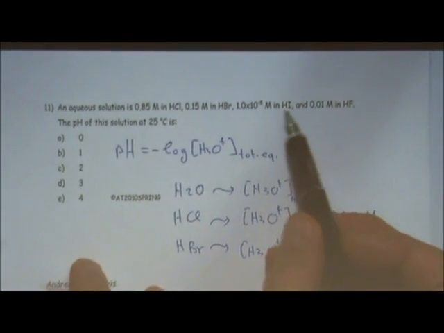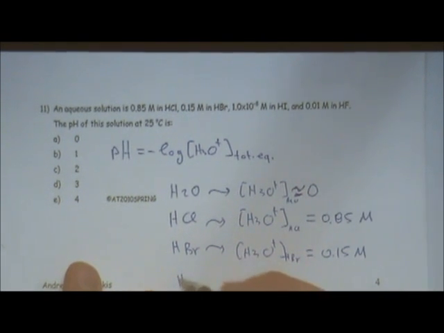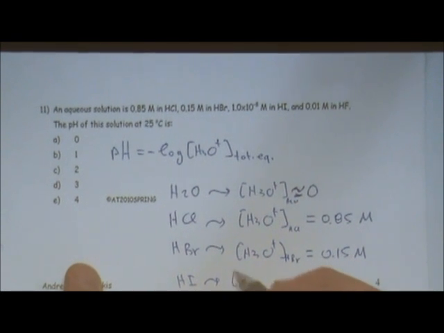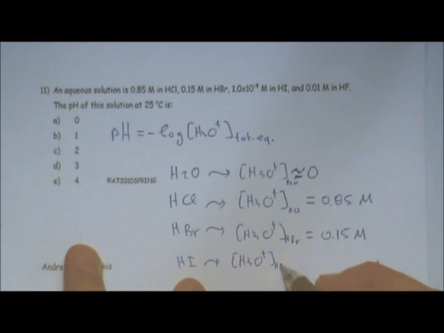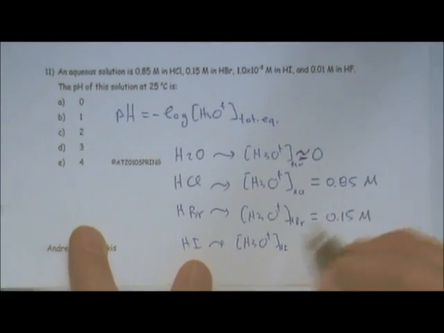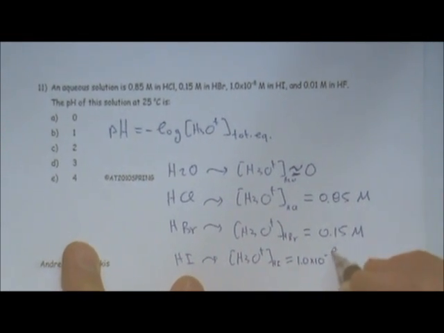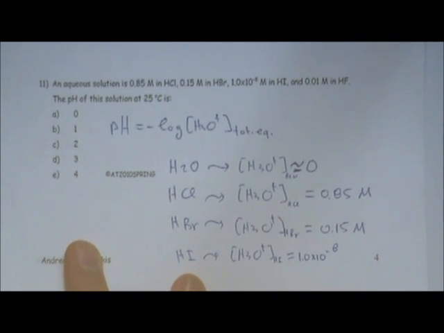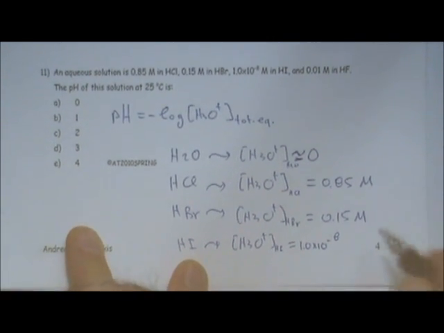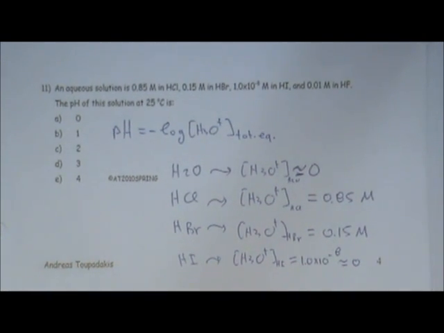Then we have hydroiodic acid, which is a strong acid, and the concentration of H3O plus from hydrogen iodide will be equal to this concentration. But basically, compared to these numbers, it is practically equal to 0. It will not make any difference, you will see now.